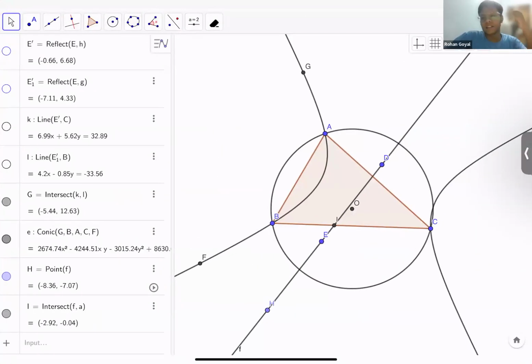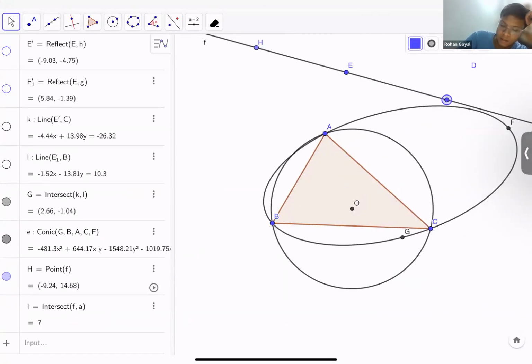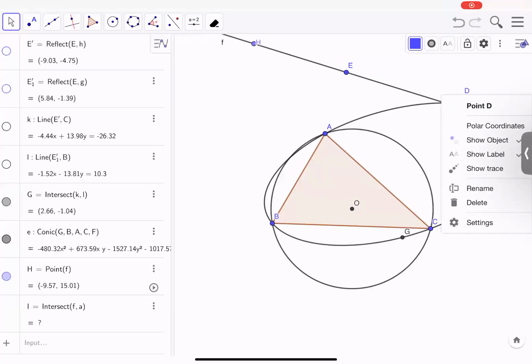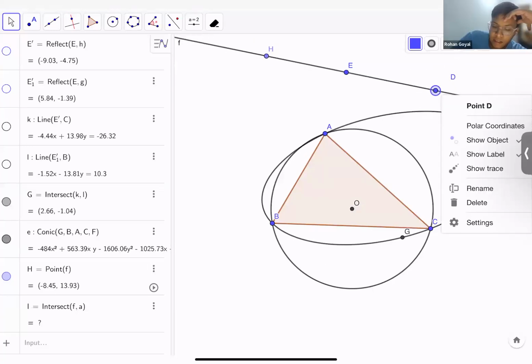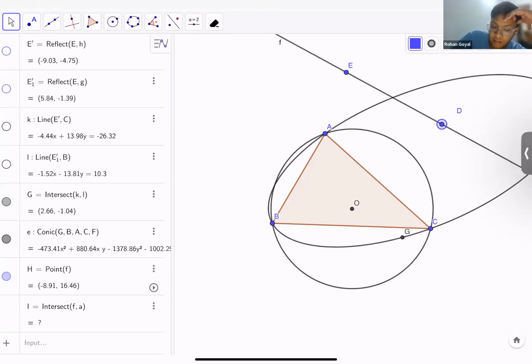So now let's try to understand what this conic will be. Let's take D and E outside. Right now, it seems to be an ellipse, right? I'll slowly drag D inwards and let's see, okay, there's something showing there. And you can see what it behaves like.